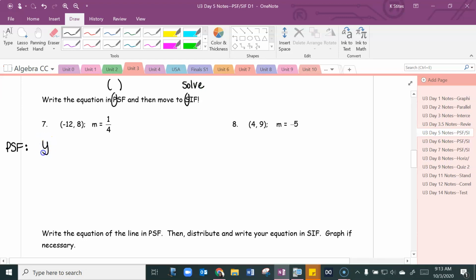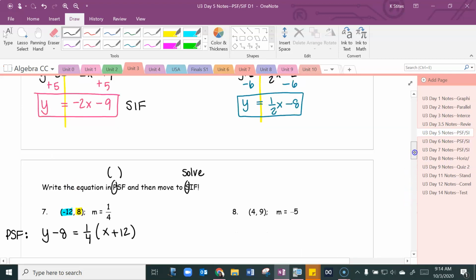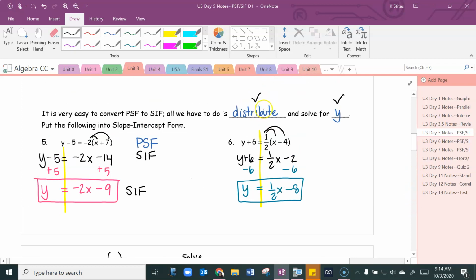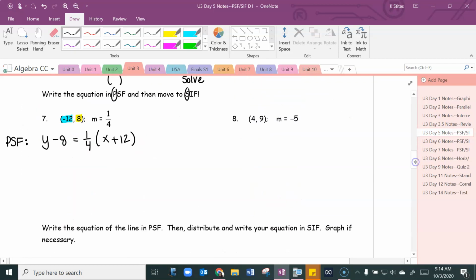All right, so we start with a y, and then the opposite of our y coordinate. So this is an 8. I put in -8 equals, then it's your slope, parentheses, x, and then the opposite of your x coordinate. So this -12 becomes a +12. All right, so now we're in point-slope form. Next, we have to do the 2 steps that we did over here, distribute and solve for y. So now we are moving into slope-intercept form.